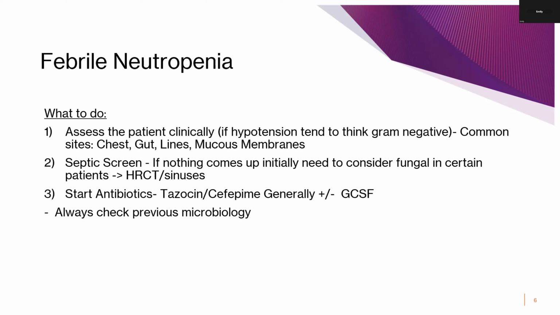The other important thing is if people have persistent fevers and they're not really improving with antibacterial therapy alone, keeping in mind that a cohort of these patients are at risk of fungal infections. So looking for that with sort of high resolution CT of chest and sinuses is important. Also, before starting antibiotics, which is generally tazocin, just checking previous microbiology to make sure they've had nothing like ESBL, which would require meropenem, because these organisms tend to be resistant to tazocin in particular.